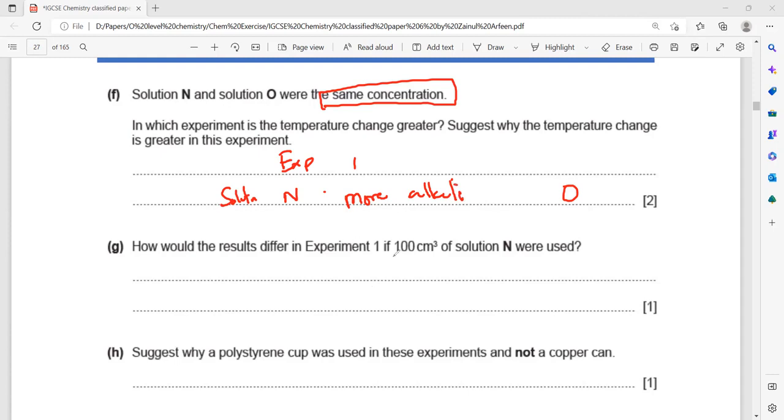How would the result differ if we use 100 cm cube of solution? More temperature change, because there will be more reactant particles, a higher concentration of reactant particles, increasing successful collisions, and as a result, the temperature change.